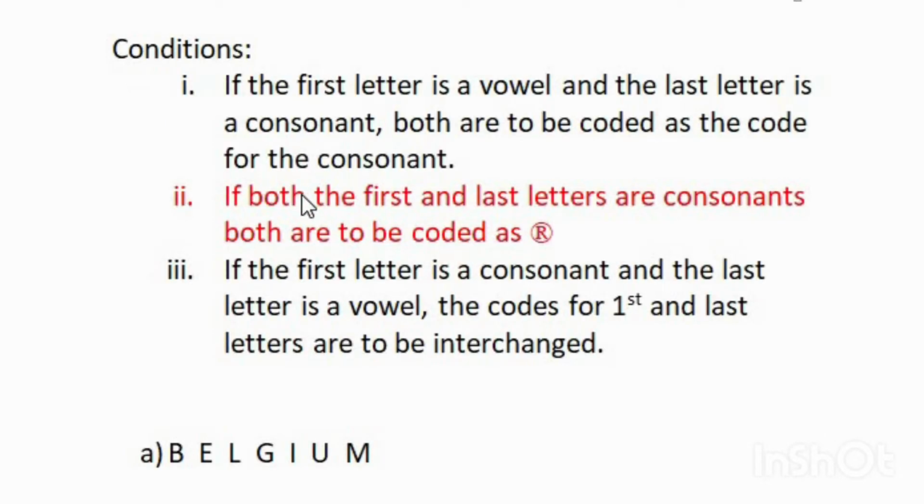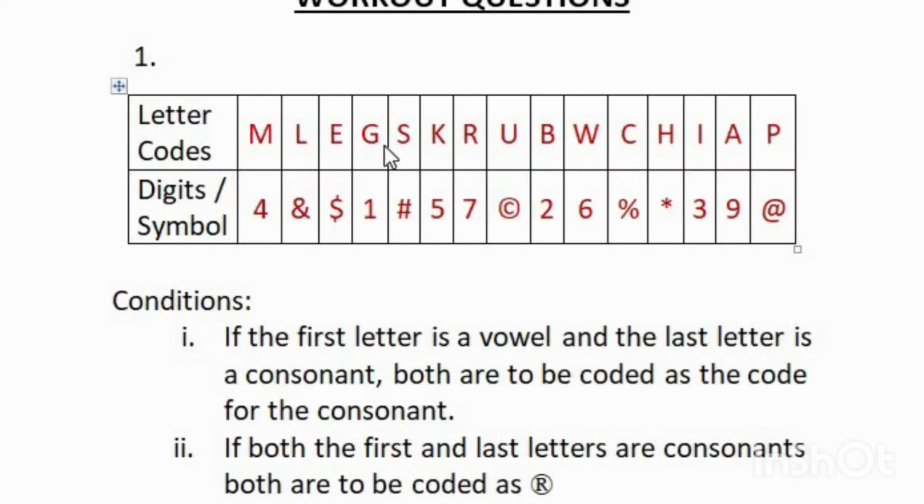In the next question, both the first letter and the last letter are consonants. Both K and B are consonants. So which is the condition? Condition number 2. That is, if both the first and last letters are consonants, both are to be coded as this symbol. Now the next letters are G and A. From the table, the digit corresponding to G is 1, and the number corresponding to A is 9. So G can be coded as 1 and A can be coded as 9.